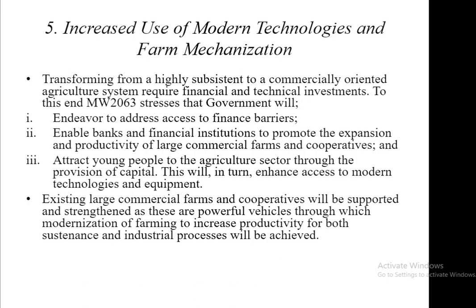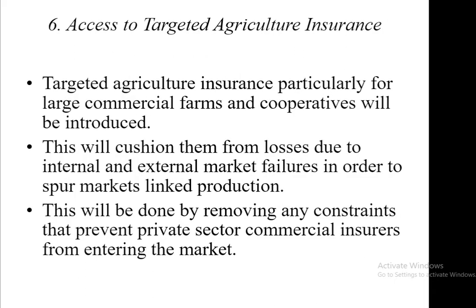To this end, Malawi 2063 stresses that government will try to address access to finance barriers, enable banks and financial institutions to promote the expansion and productivity of large commercial farms and cooperatives, and attract young people to the agriculture sector through the provision of capital. This will in turn enhance access to and use of modern technologies and equipment. Existing large commercial farms and cooperatives will also be supported and strengthened, as these are powerful vehicles through which modernization and farming to increase productivity for both sustenance and industrial processes will be achieved.